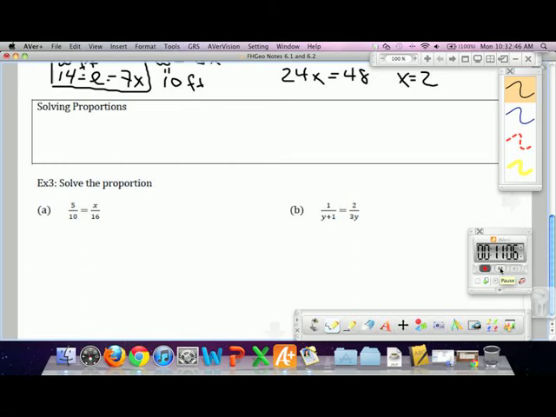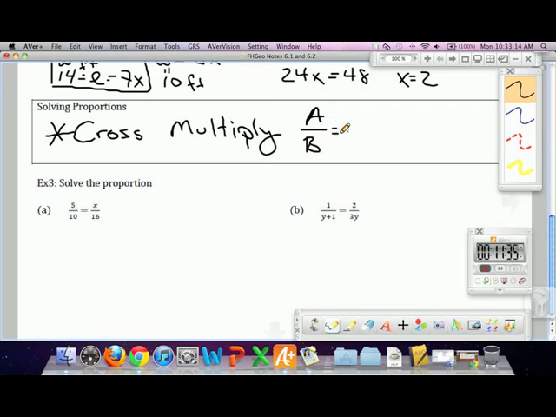Does anyone remember what our main strategy is going to be for solving a proportion, where we have, say, 2 equal fractions? Cross multiplying. Our main strategy for solving a proportion is cross multiplying. Recall that our general strategy for proportions, if it's a to b equals c to d, then that implies that a times d is equal to b times c. And solve.